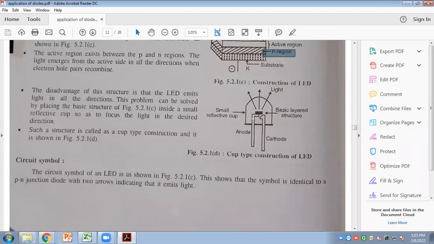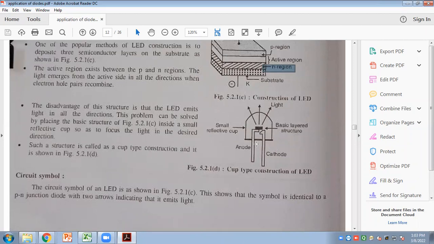One image shows the anode of the diode, and the second one shows that the longer lead is the cathode of the diode, that is the negative terminal. When we apply a certain voltage to the light emitting diode, electron and hole recombination will take place and light will be emitted. So this is the working of the light emitting diode.